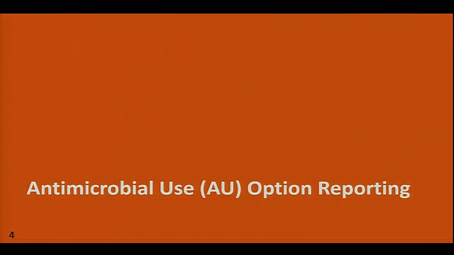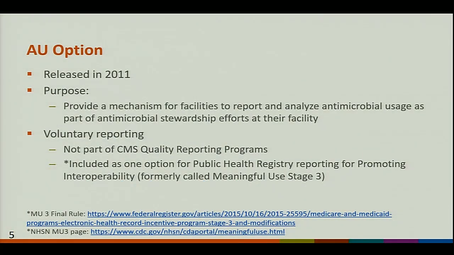So first I want to cover the AU option reporting requirements. The AU option was first released in NHSN in 2011, so we're getting close to 10 years in NHSN now, and we've been growing quite substantially, which is really exciting for us. The purpose of the AU option is to provide a mechanism for facilities to report and analyze their usage data as part of their stewardship efforts at their facility.